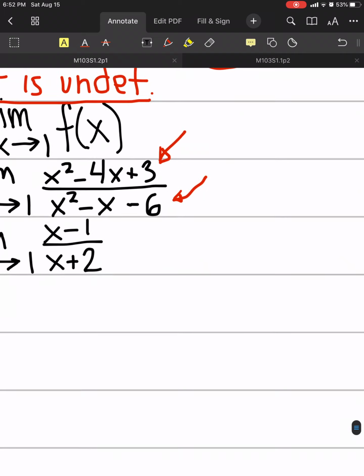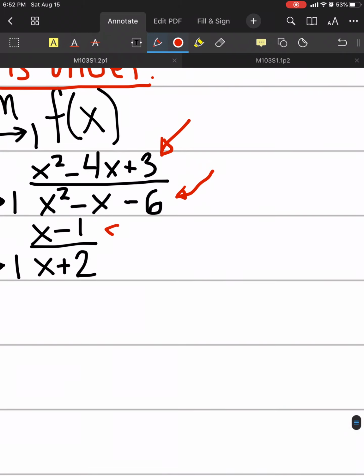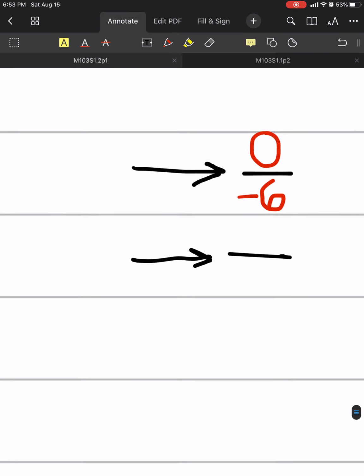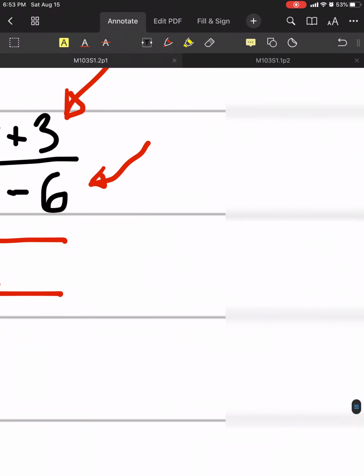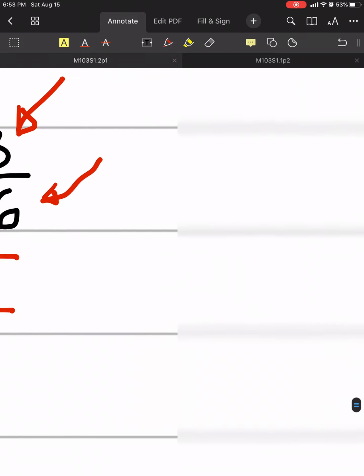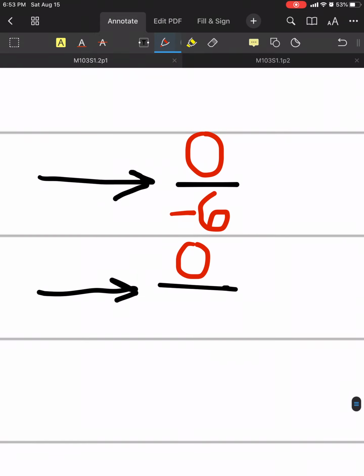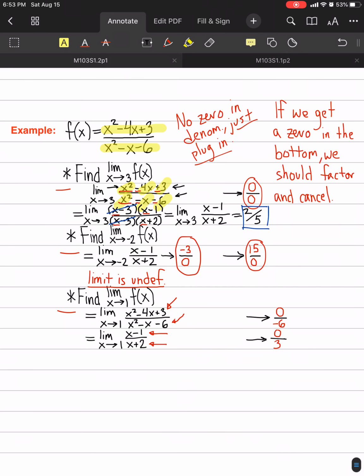Before we explain this, let's take a look at what we get if we've already canceled. If I plug 1 into the top, I get 1 minus 1, which is 0. If I plug 1 into the bottom, I get 1 plus 2, which is 3. So you will notice here, these fractions don't have the same top and bottom, right? I do have a different bottom on each of these.